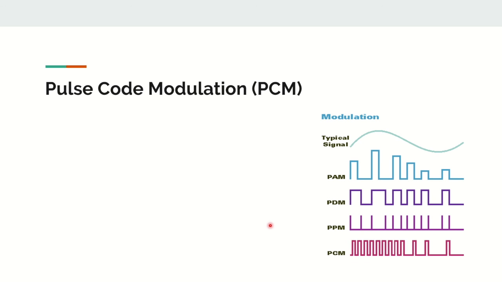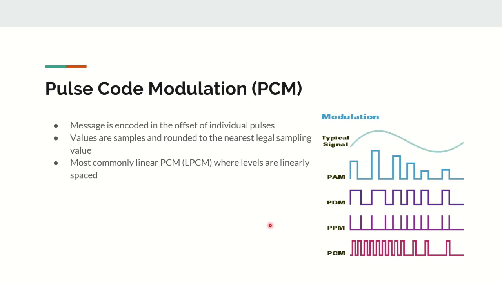Finally, we have pulse code modulation, which is when the message is encoded into individual pulses. These pulses are all quantized to be either on or off and are very applicable to binary systems. This is similar to pulse amplitude modulation, except of course the levels are quantized to two positions. You may have seen this in the DAC lab in ENCM 369.